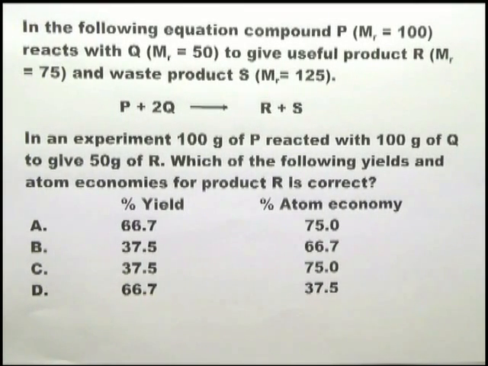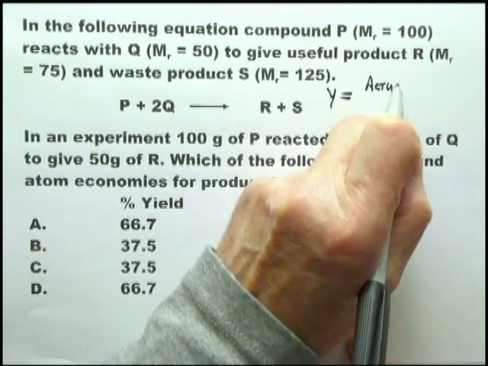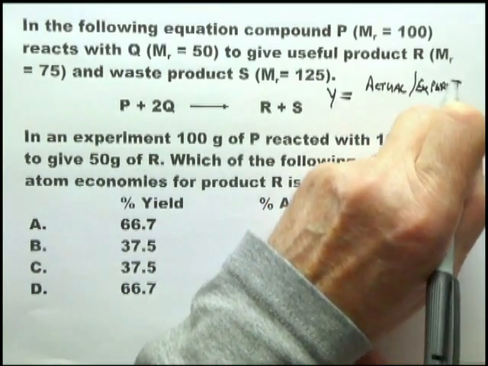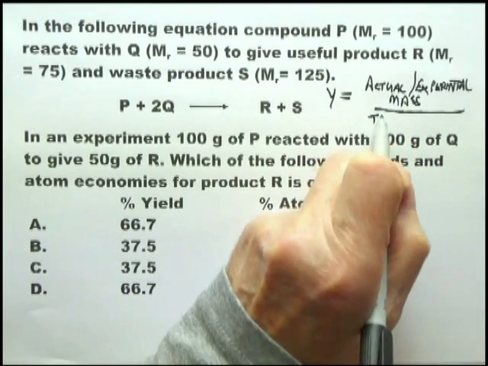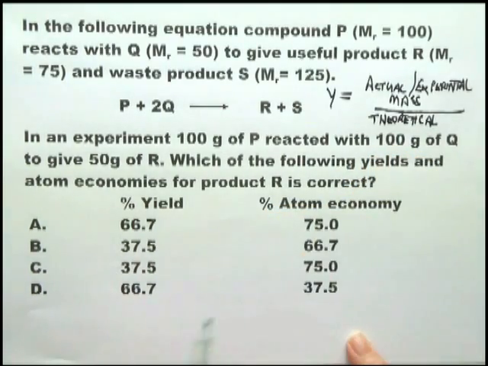An important difference between a yield and an atom economy is that a yield needs experimental data, whereas an atom economy is determined solely from the theoretical equation. Let's look at the yield. The yield equals the actual, or the experimental, mass of a particular product divided by the theoretical. And then you multiply by 100 to get a percentage.